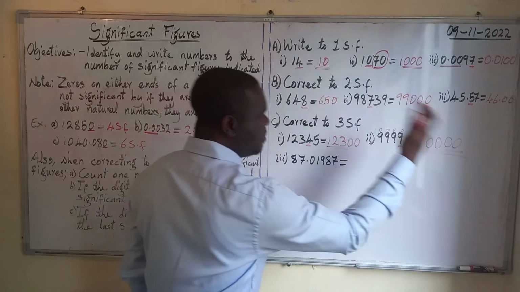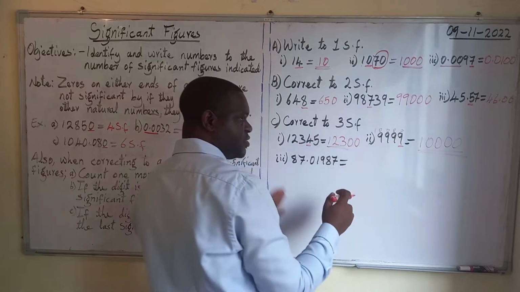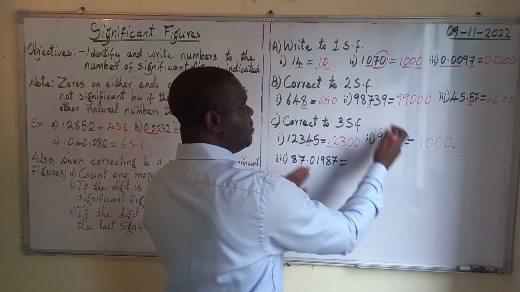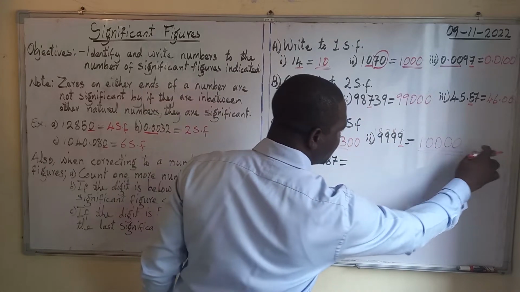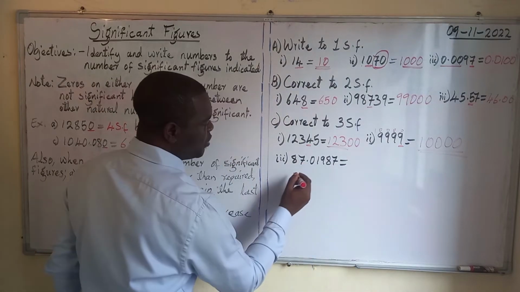Take note of this. The number has changed completely because when we add 1 to the previous number, it becomes 10, and you cannot write 10 in between. So you keep rounding up until you have 10,000 instead of 9,999.